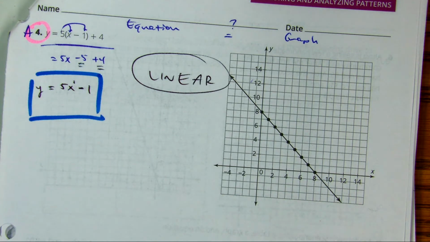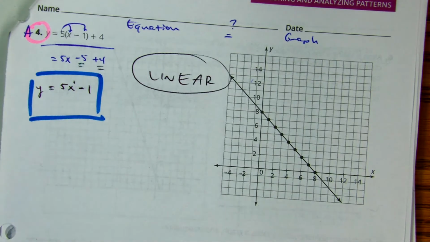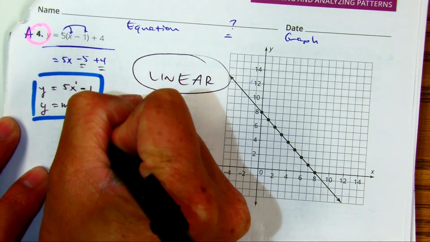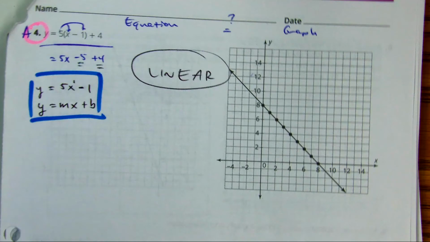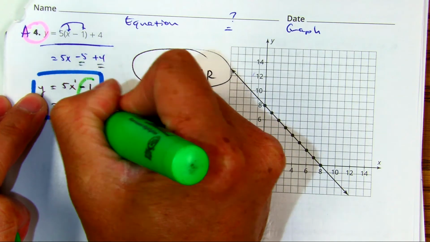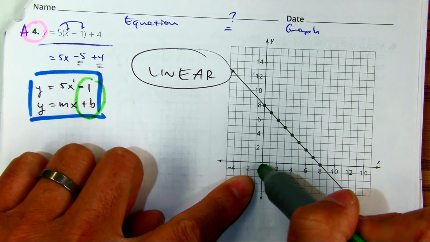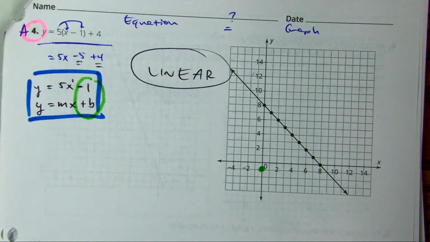Jenny? Correct. Lana, what is it? Correct. So, b is my starting point. That is the y-intercept. So I go down to negative 1. And then it tells me a slope of 5.